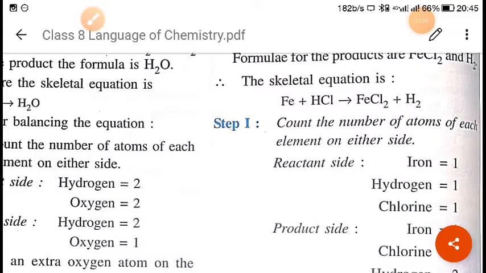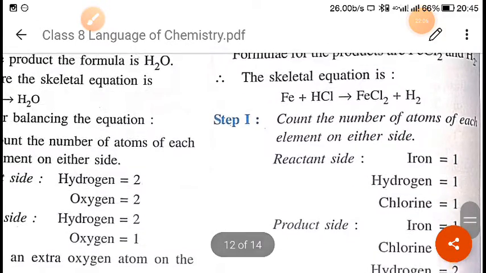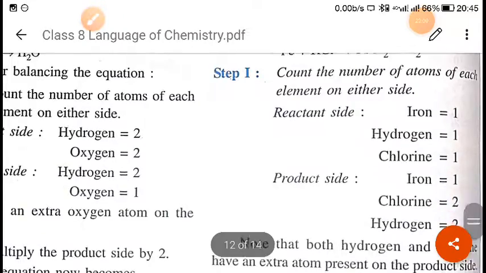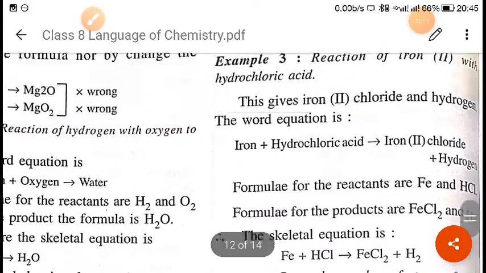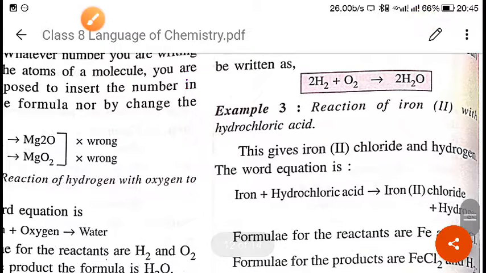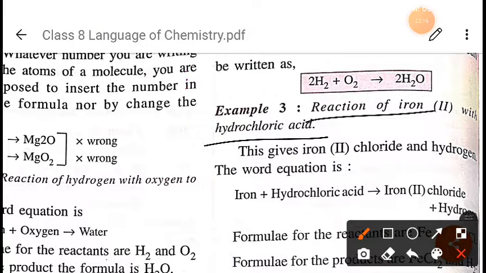So keep up to this. In the next class we will discuss the reaction of iron with hydrogen chloride, okay, hydrochloric acid, reaction of iron with hydrochloric acid, okay.